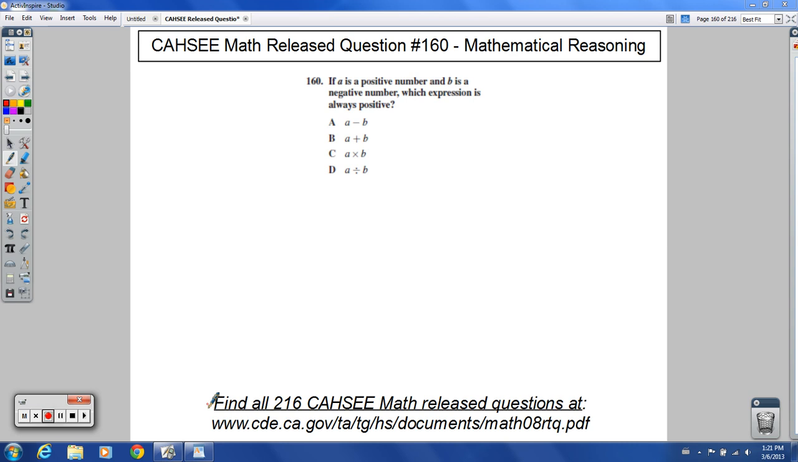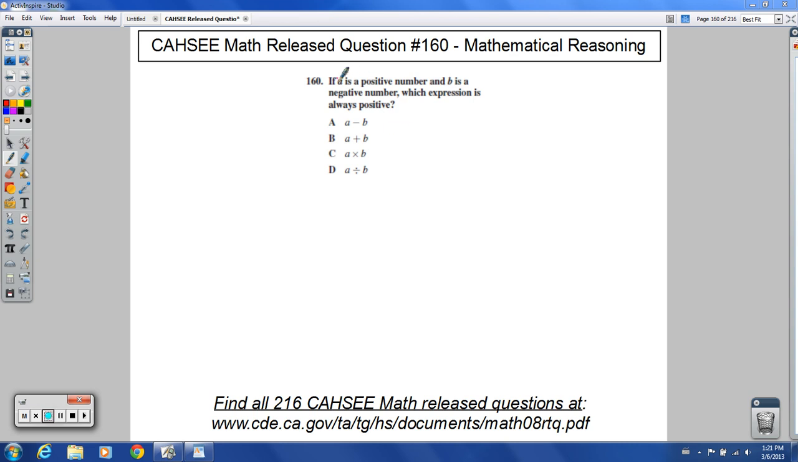This is release question 160 for CAHSEE Math. It says if A is a positive number and B is a negative number, which expression is always positive? So I want you to think of a positive number and a negative number. We're going to do that here. We'll come up with one together as we go through this.